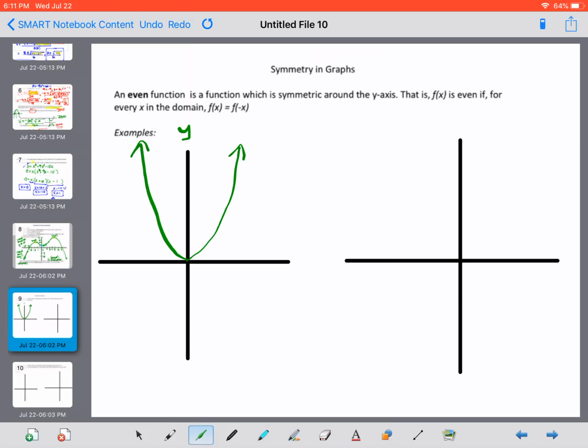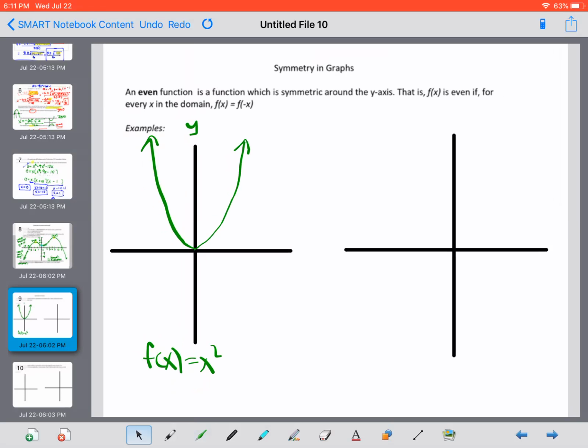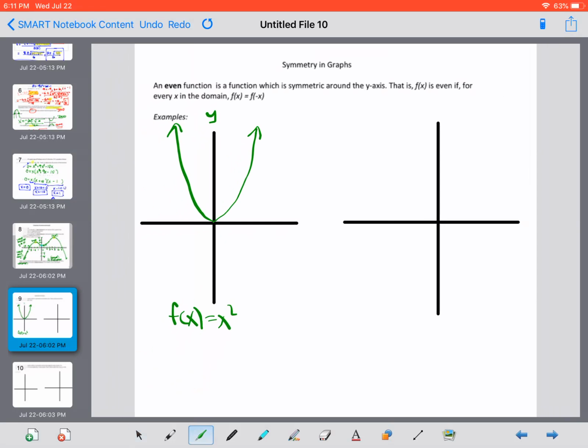So if we look at the function f of x equals x squared, this is symmetric across the y-axis. If you reflected it on the y-axis, you get the exact same graph again. This happens to have the property that f of x is equal to f of negative x. How do we know that? Well, if we were to find f of negative x, that would be negative x squared, which is, well, negative x times negative x is just x squared, right?